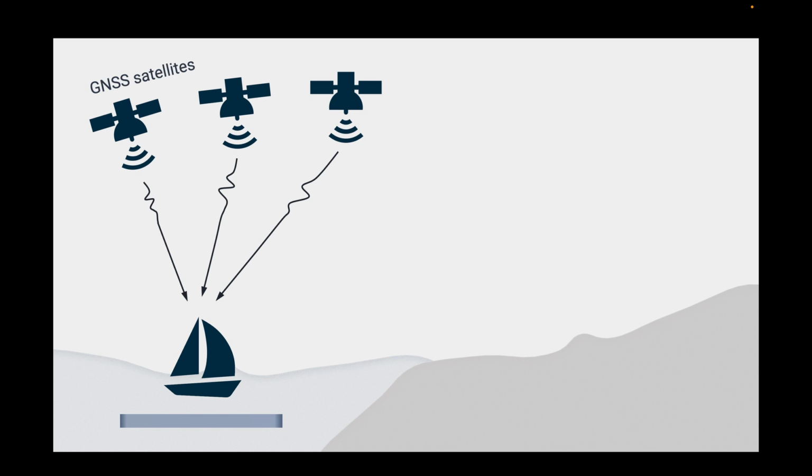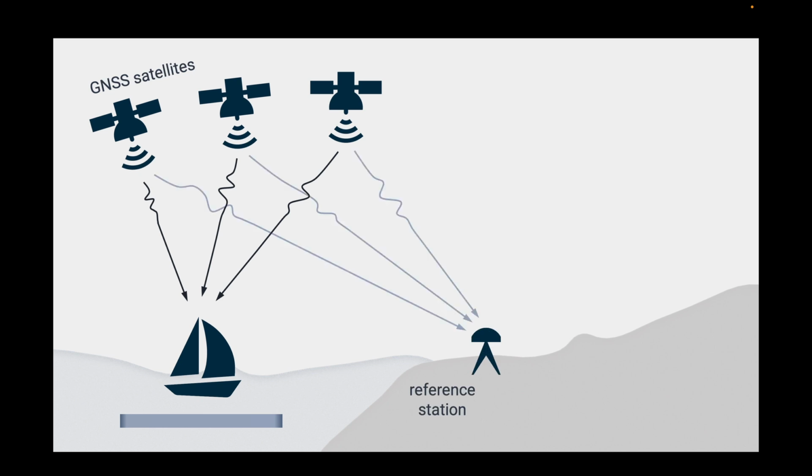The SBAS system is based, first and foremost, on a so-called reference station on land. The satellites also send a signal to the reference station on land. Of course, this signal is subject to the same disturbances that we have in the ionosphere. This signal is then forwarded to a data center, a so-called mission control center.